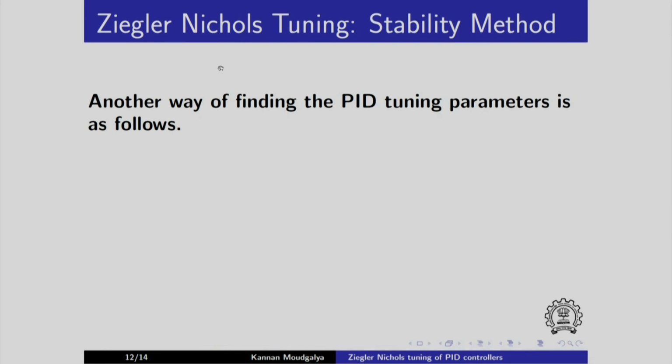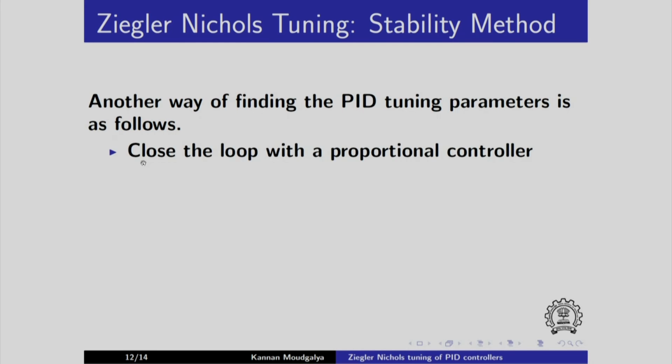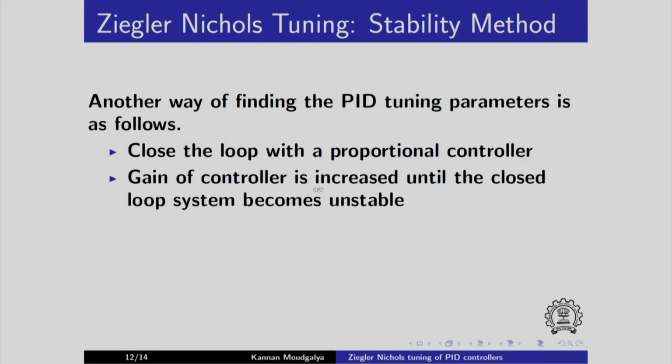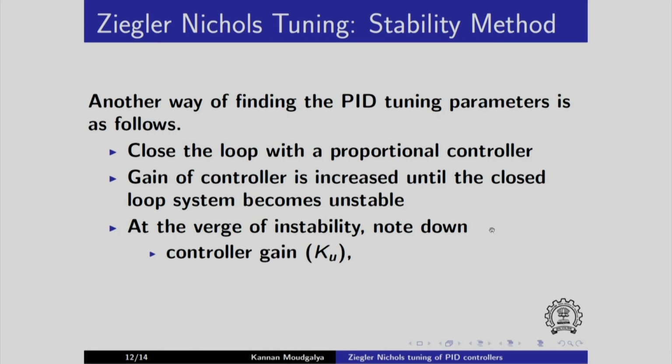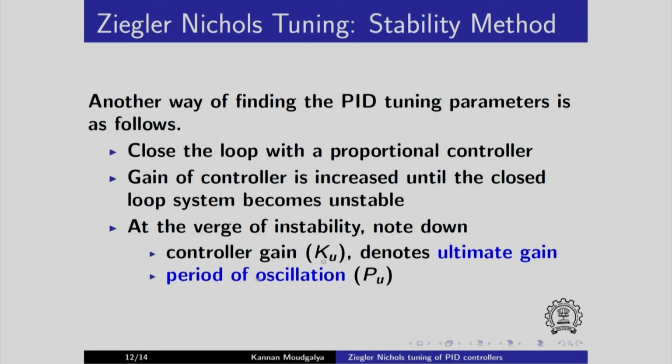We will next take up a Ziegler-Nichols tuning stability method. So this is the second way of finding PID tuning parameters. This will work even when the plant is open loop unstable. What we have to do is to close the loop with a proportional controller and make it stable. Then you increase the gain until the closed loop system becomes unstable. At the verge of instability, note down the following: controller gain Ku, which denotes ultimate gain, period of oscillation Pu.